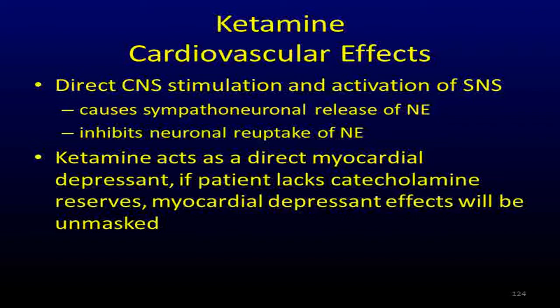So the mechanism: norepinephrine is released, and ketamine also inhibits the reuptake of norepinephrine. I don't know if you've learned this yet, but what is one of the major ways that norepinephrine effects are terminated? The reuptake into the nerve terminal. So it increases the outflow and decreases the uptake. But if you've got that person who's been in the desert for 5 days with the sun beating down on them, and you give ketamine, you may see myocardial depression because the catecholamines are gone.